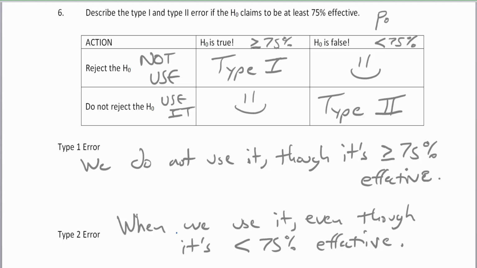But this gives you the idea of how we can look at type 1 and type 2 errors, and it's just so much easier. Please make a table. Trying to do so without making a table is going to make things really tough.